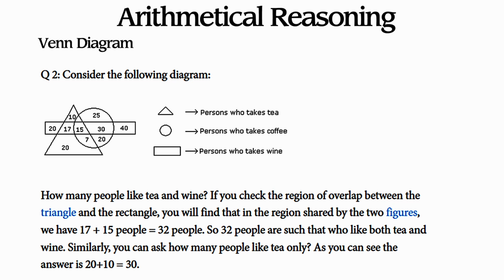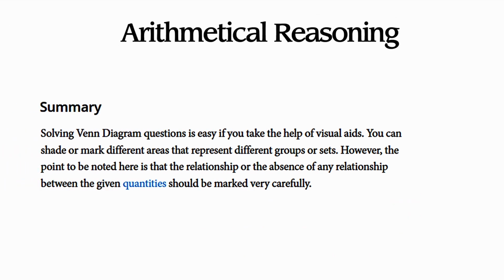Similarly, you can ask how many people like tea only. As you can see, the answer is 20 plus 10, that is 30. The summary is, solving Venn diagram questions is easy if you take the help of visual aids. You can shade or mark different areas that represent different groups or sets. However, the point to be noted here is that the relationship or the absence of any relationship between the given quantities should be marked very carefully.